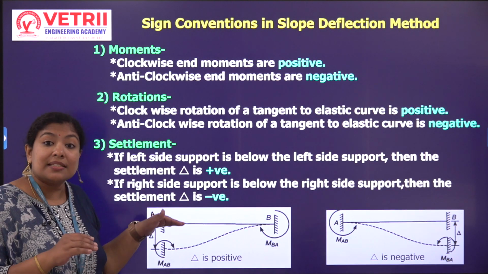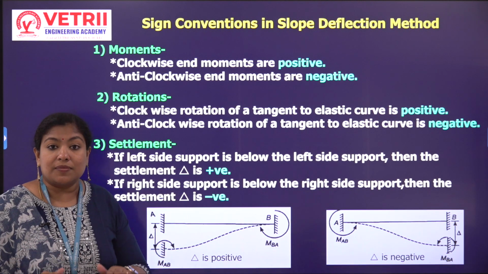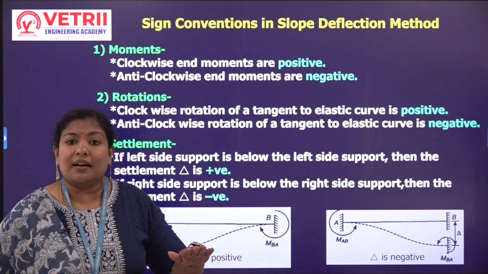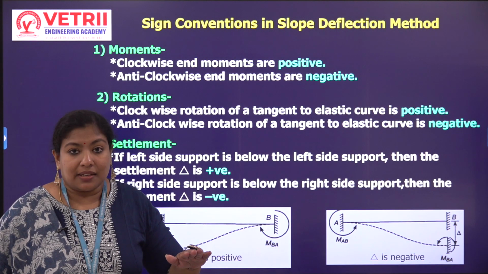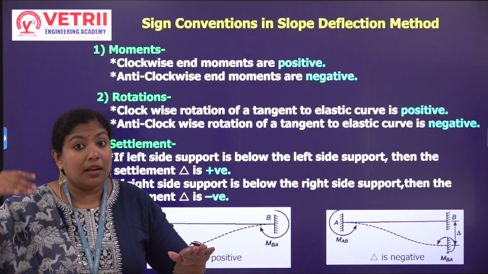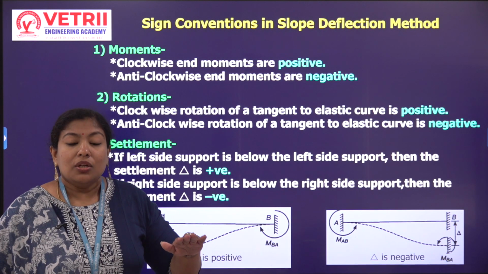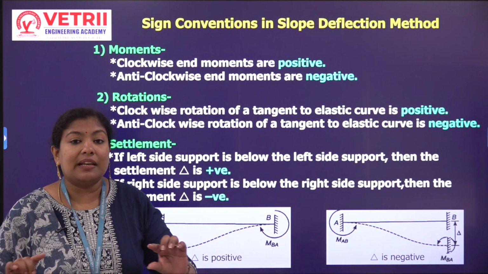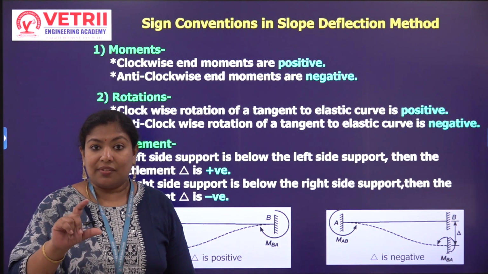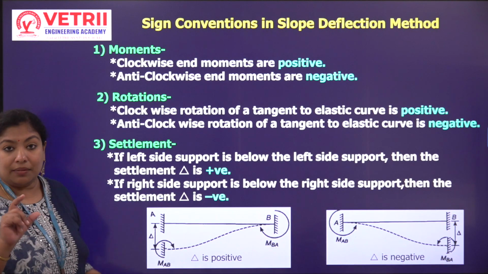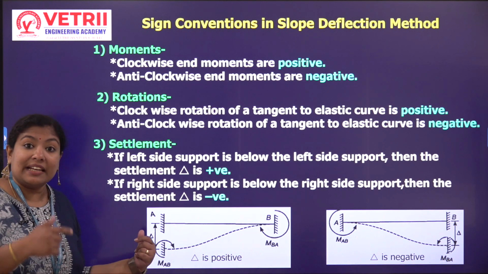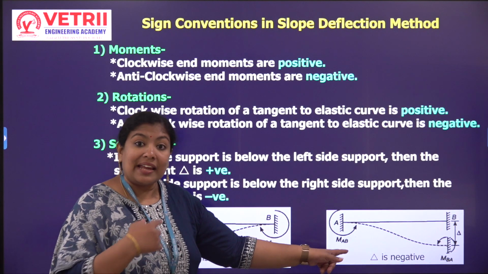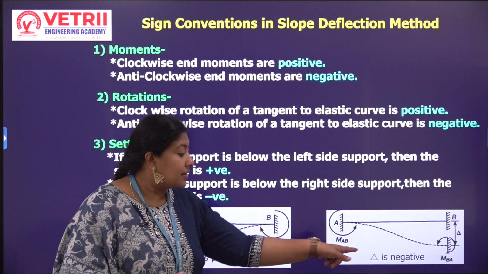Now, when you look at settlement, settlement means the sinking of a support. Say A and B are both at the same level, there are two supports, and one of them sinks or goes down due to differential settlement. Soil settles for some reason, or the loading on this side is very high, so it is settling down. Or both may settle in some cases. After both settle, the level difference between them finally gives you delta. Suppose the left side settles more compared to the right end, you consider it positive, and in the opposite case, if the right side sinks more compared to the left side, you consider it negative.